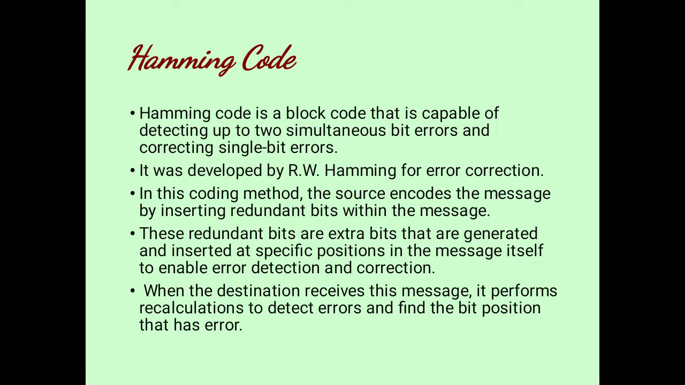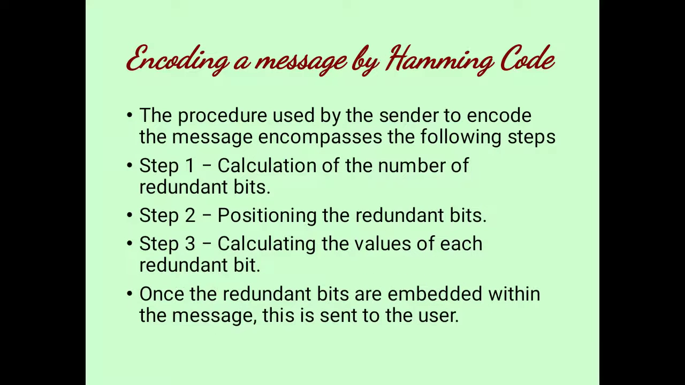We have learned this in parity check: code word and the parity bit. These redundant bits are extra bits that are generated and inserted at specific positions. Underline the words specific positions. The redundant bits are inserted at specific positions in the message itself to enable correction and detection of error. When the destination receives this message, it performs recalculations to detect errors and find the bit position that has an error.